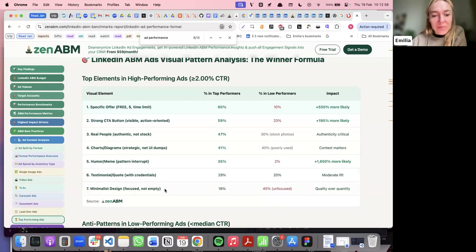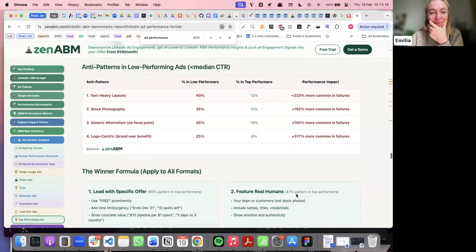Interestingly, a minimalist design was a negative factor. In fact, sometimes you see these ads on LinkedIn that say absolutely nothing, but have some abstract graphic and say disrupt the future. And these obviously don't really perform.